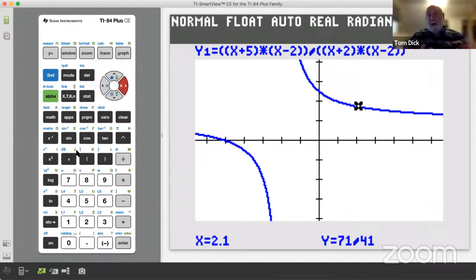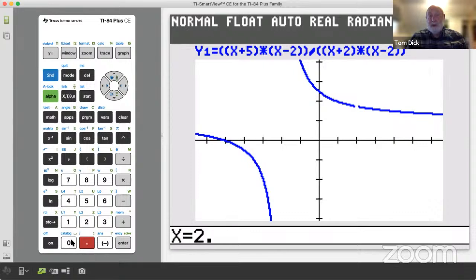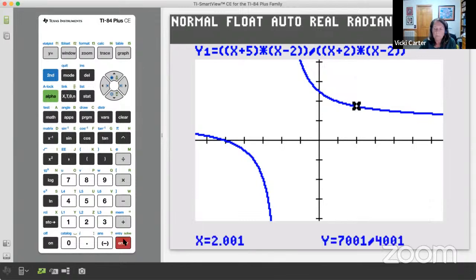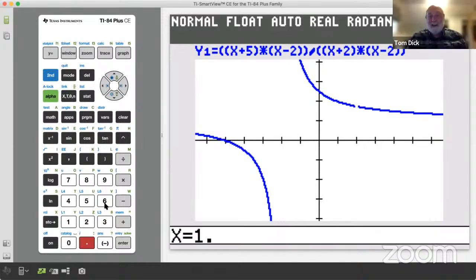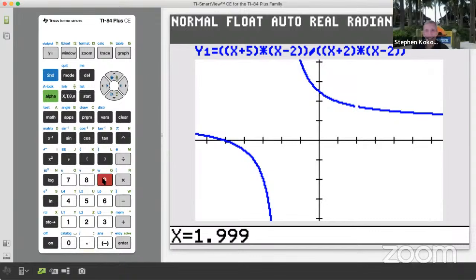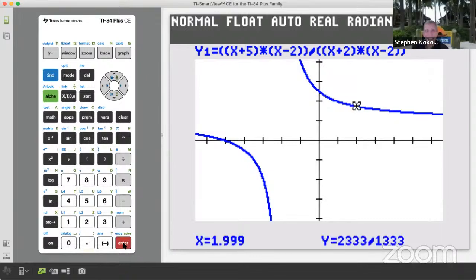What we could just do is evaluate close to 2. For example, I could just type in 2.001. I think that's quicker, honestly. Now I look at that and it's in fraction form. I can see that looks a lot like 7/4. And if I put in 1.999, just a little bit to the left, that one's a little bit harder to see, but yeah.